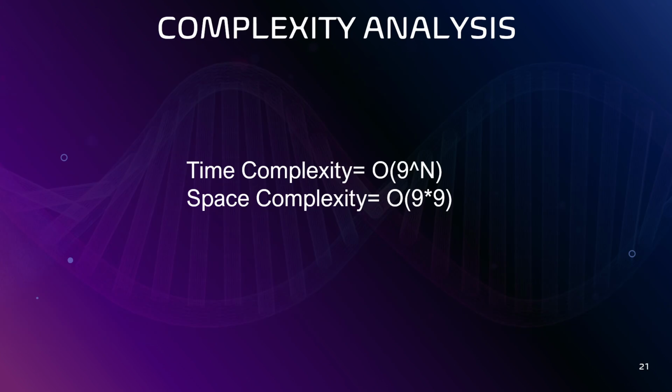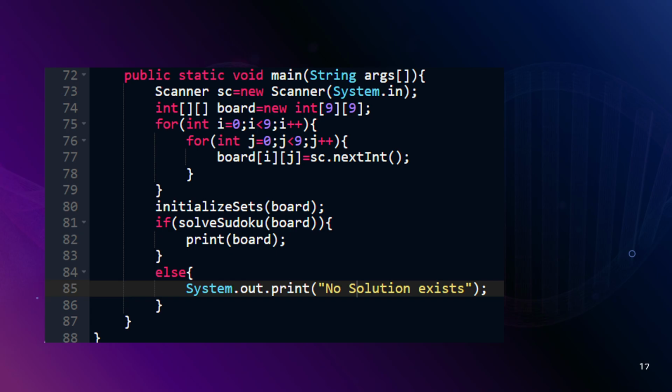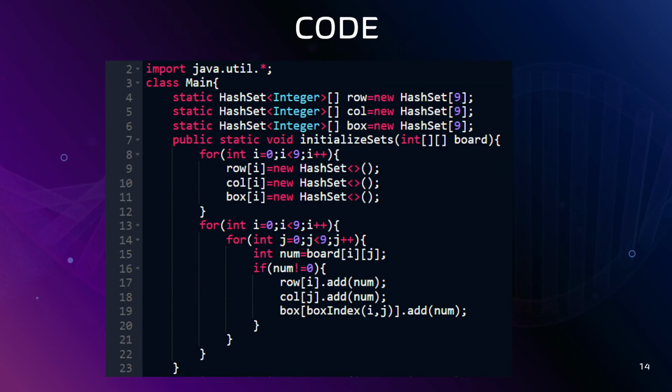Since all the other time complexities are like 9 into 9 and order of 1, these are not the major time complexity contributors. So we consider the final time complexity to be order of 9 power n. And now let us move on to the analysis of the space complexity. Here the major space complexity contributors will be the 27 hash sets, and each hash set is capable of holding 9 elements, which is the worst case. So there will be 27 hash sets.